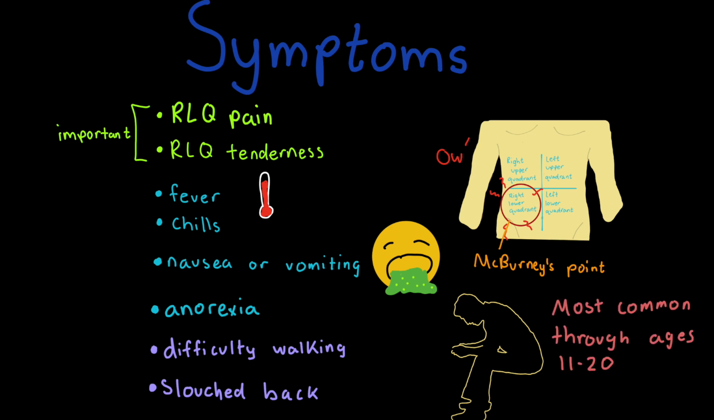There's also no way of preventing acute appendicitis, and it is seen in all ages, but mostly between the ages of 11 and 20, with many cases being most prevalent in men.